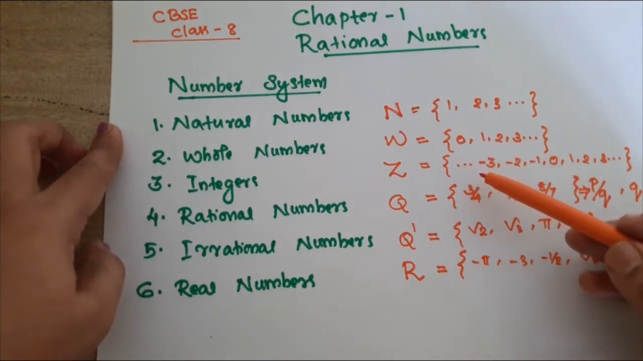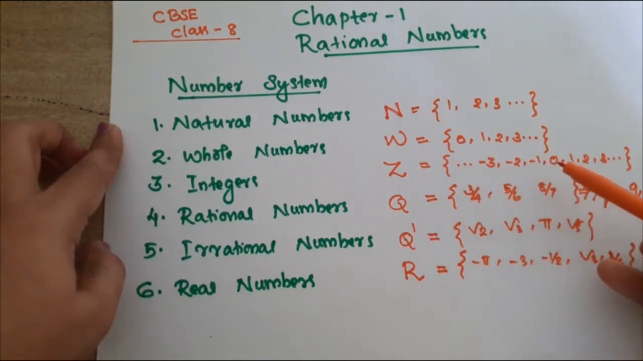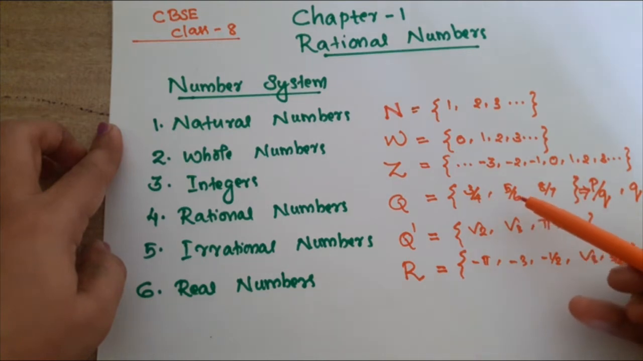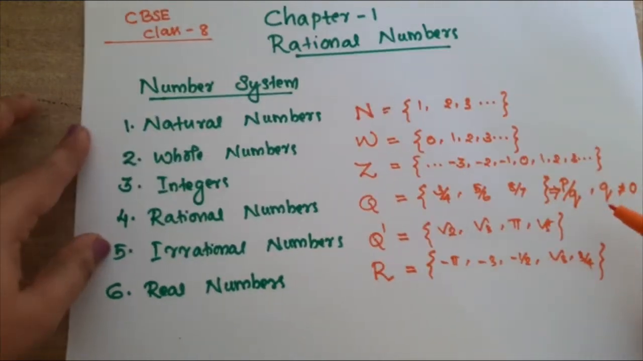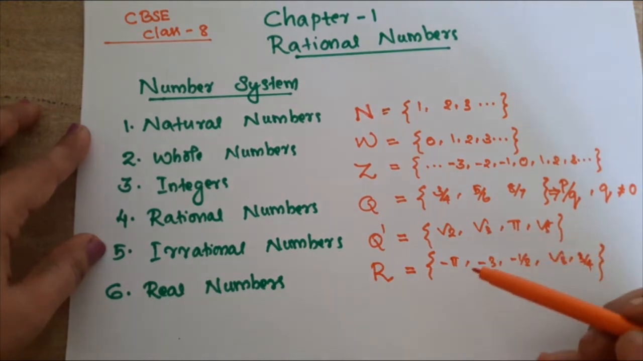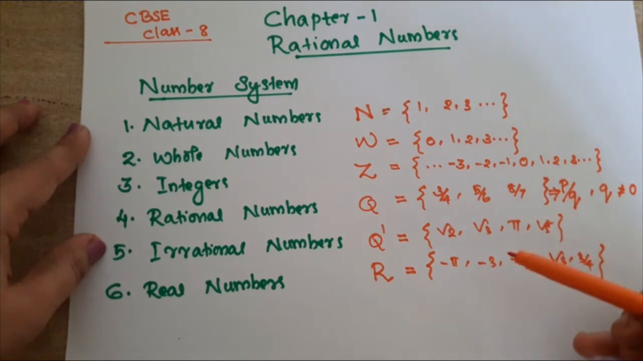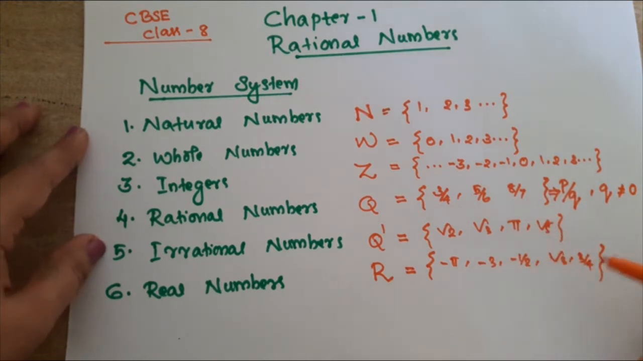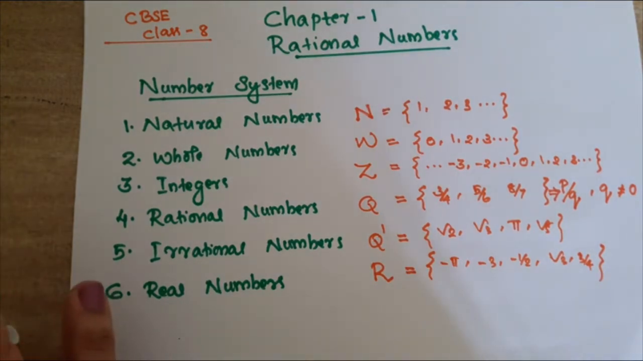Integers mean the set of all positive and negative numbers plus 0. Then rational number is in the form P by Q, with the condition Q not equal to 0. Then irrational numbers are root 2, root 3, pi and so on. We cannot write an irrational number as P by Q. Then real number is the set of all types of numbers. This is all about the number system.